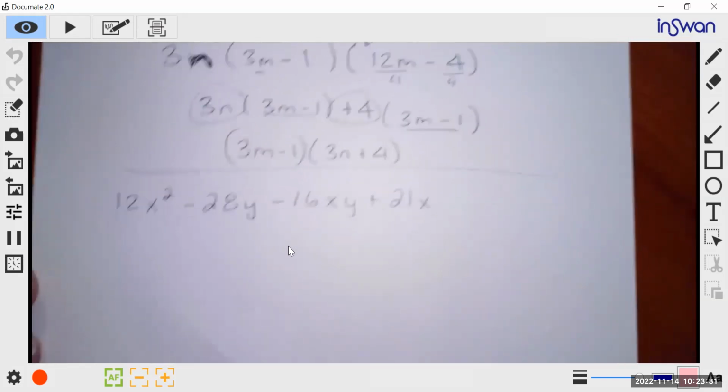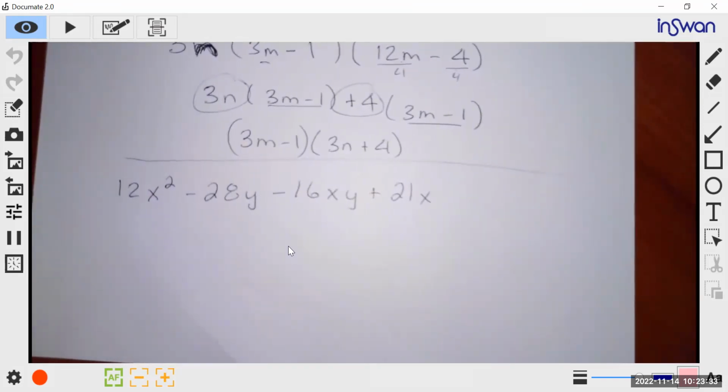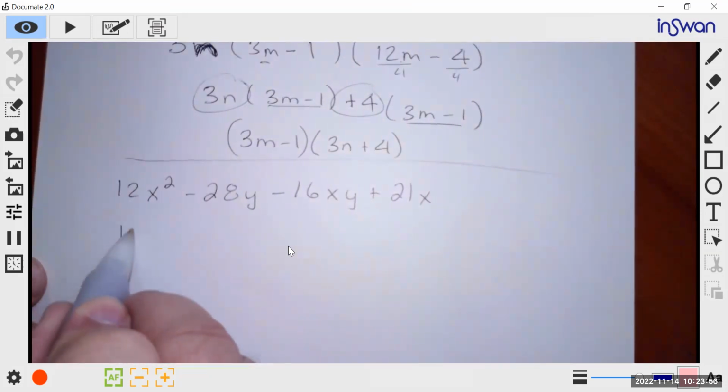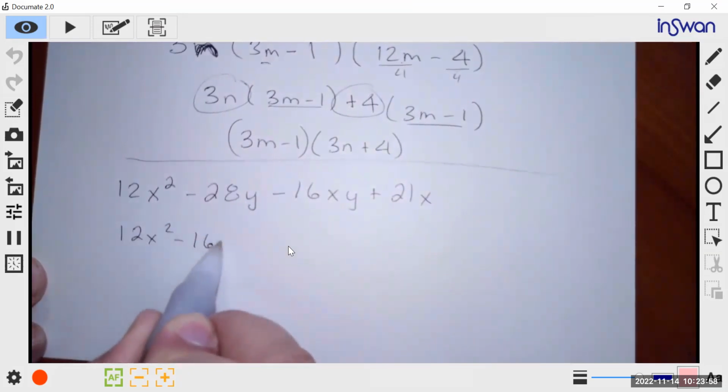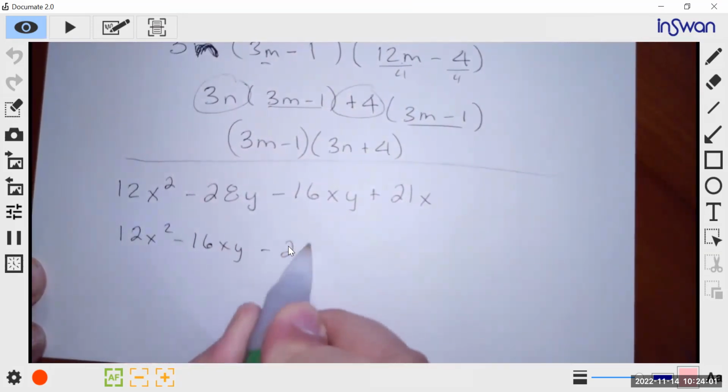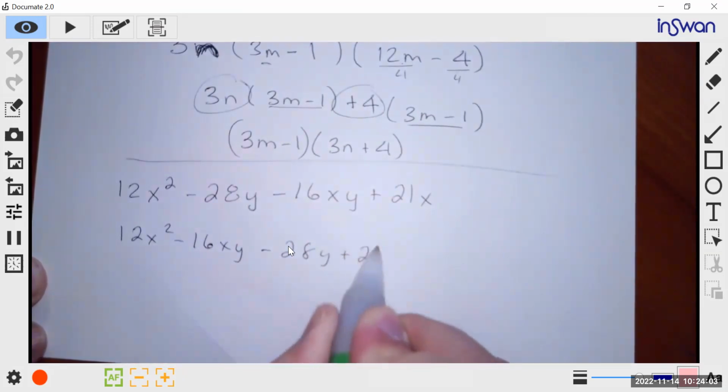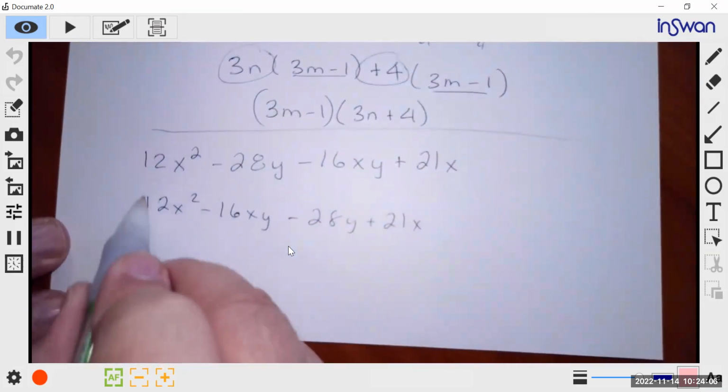Okay, so clearly we see that if we just do it straight up, it won't give us anything good. So what do we have to move around? You move the 16x over? Okay, let's try it. So we have 12x squared minus 16xy minus 28y plus 21x. Let's try that one.